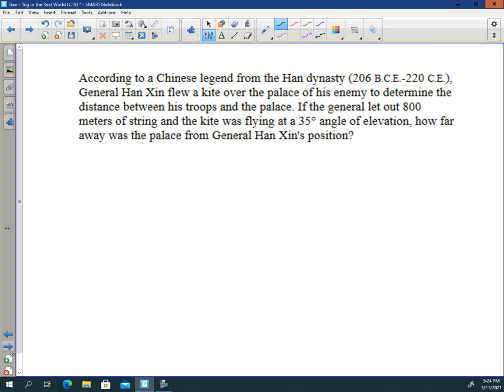So let's draw our right triangle, because that's always the first step. That's going to represent this situation, and then we just have to pull together the pieces. So we've got a kite flying over a palace. So here's our kite up here, and the palace is here.